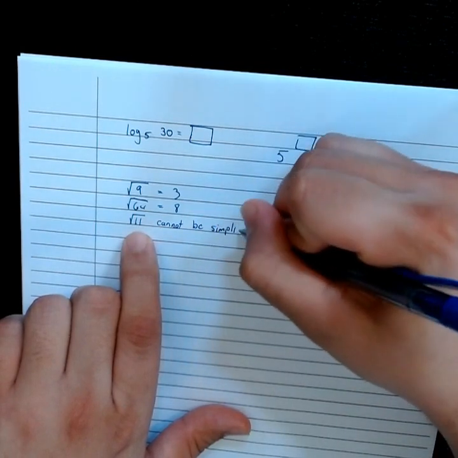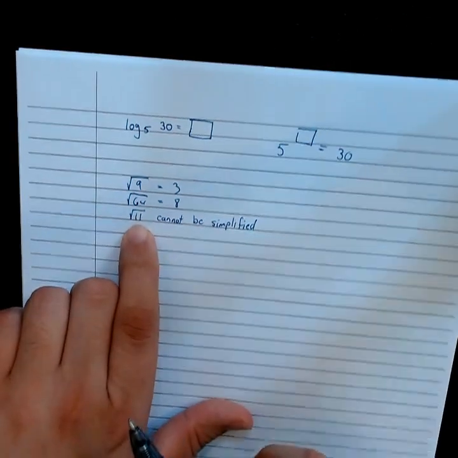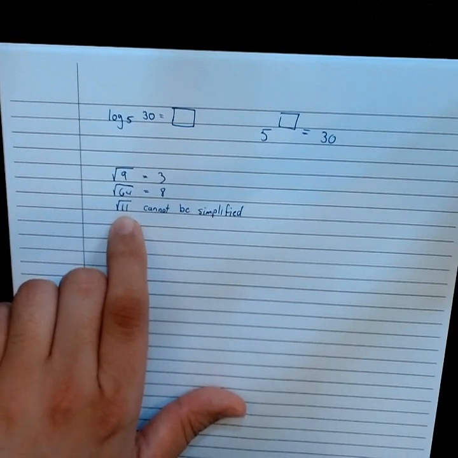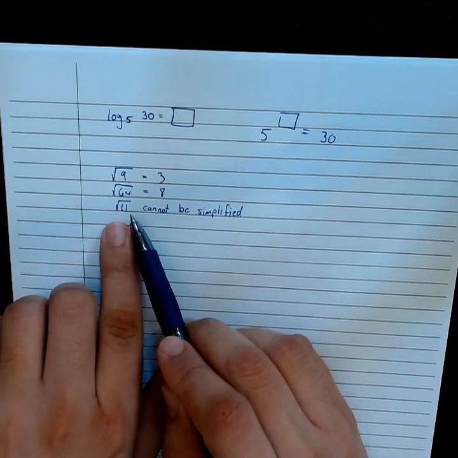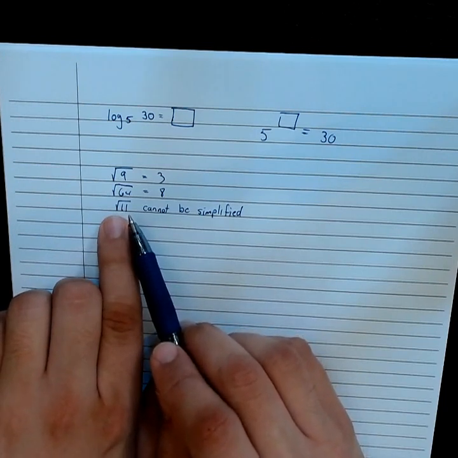We can estimate it. We can say, oh, that's 3 point something. And there are ways of finding out a really good approximation, so we can get really, really close. But again, you can't really get an actual decimal answer to this. It can't really be simplified any more than that.